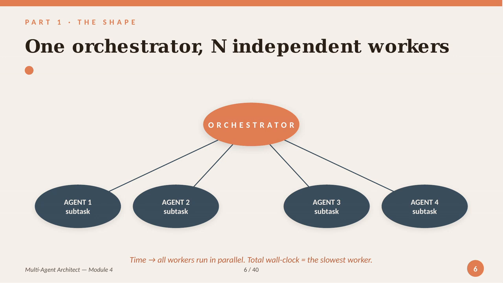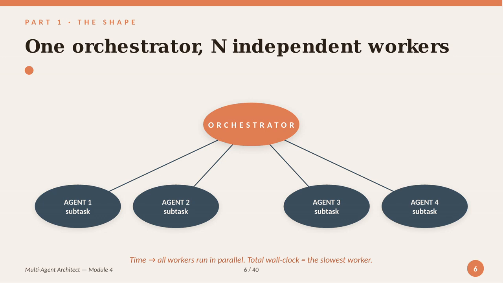What independent means here is precise. Each worker has everything it needs to do its job from its initial input. No worker waits for another to finish. No worker reads another worker's output mid-flight. No shared mutable state. They're independent because they could each run in a separate universe, and the result would be the same. The win is wall clock time. When you dispatch 4 workers in parallel, total elapsed time becomes the slowest worker plus a tiny bit of orchestration overhead, not the sum of all 4.